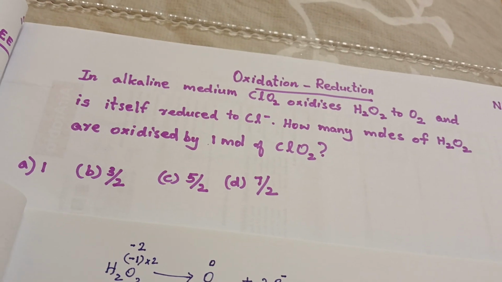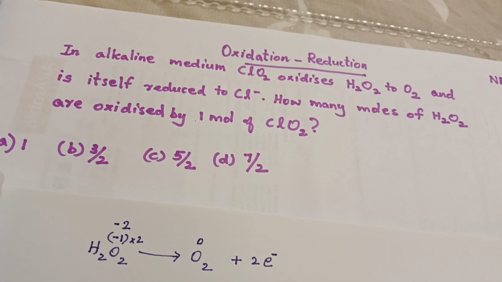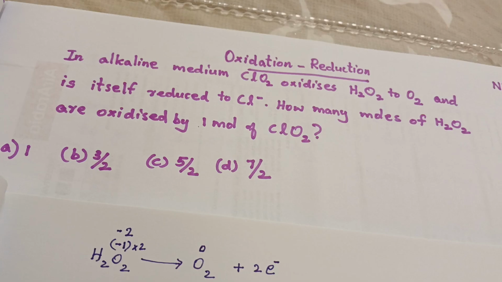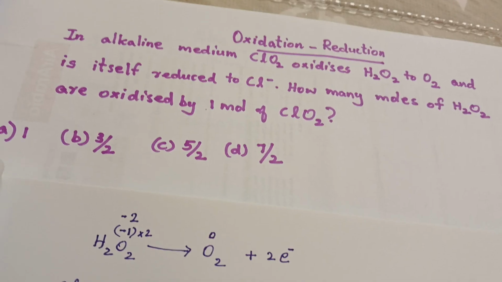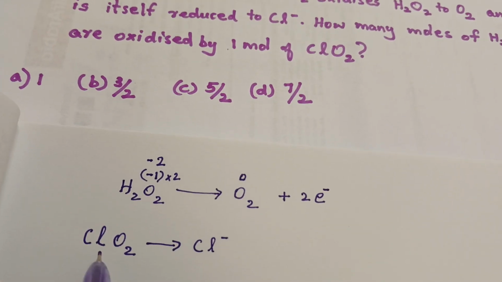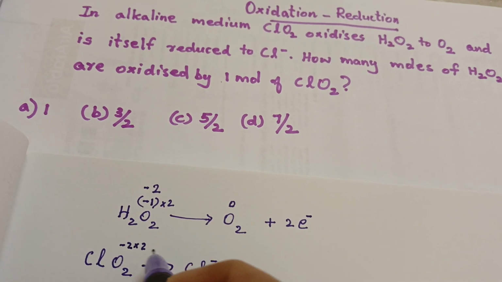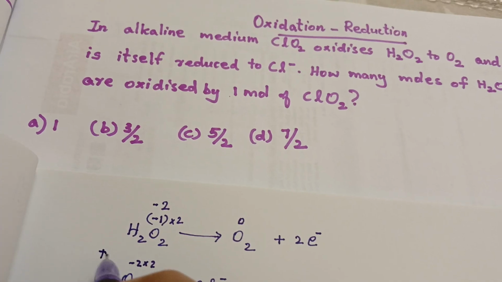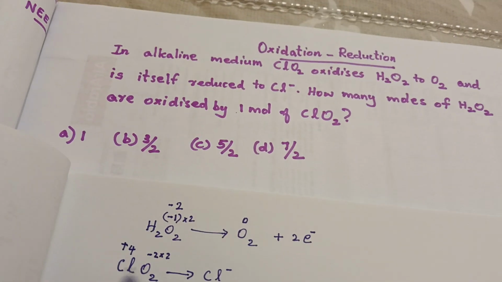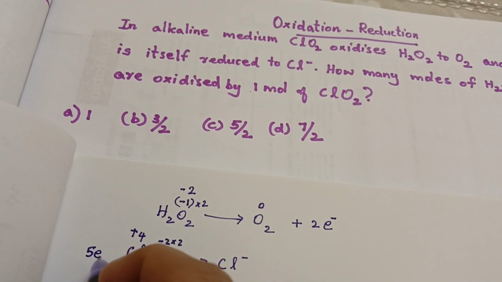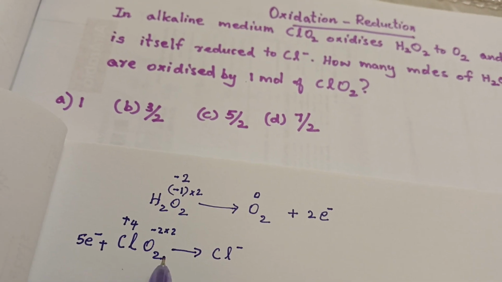Next thing happening, simultaneously, is that ClO2 is getting reduced to chloride ion. Here chlorine is having an oxidation state of... here oxygen is having -2, -2 into 2, -4 for oxygen, so +4 for chlorine, and here it is Cl-. So 5 electrons are involved for the reduction of ClO2 to Cl-.